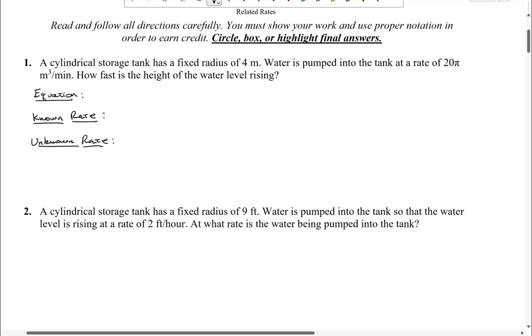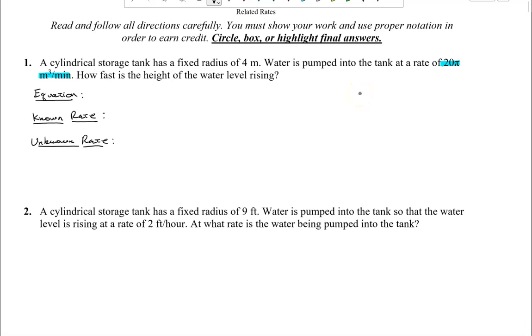With number 1, we have a cylindrical storage tank that has a fixed radius of 4 meters. Water is being pumped into the tank at a rate of 20 pi cubic meters per minute. How fast is the height of the water level rising? So right here, our 20 pi cubic meters per minute, that is a known rate.